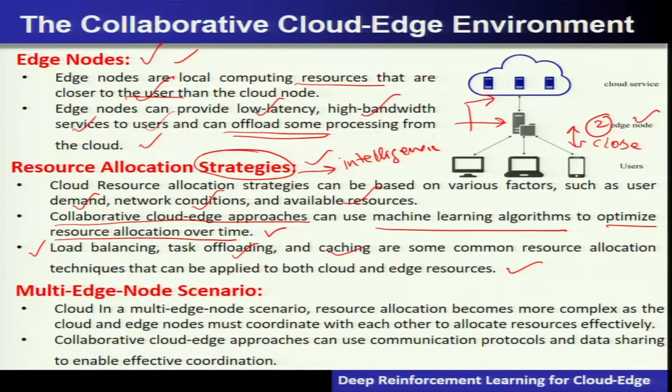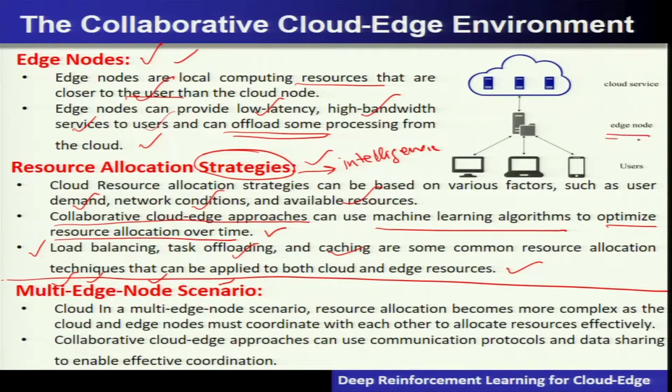Now let us consider a more general or more generic condition. That is called the multi-edge node condition. Here in this example we have assumed a single node, but nevertheless it can be extended to multi-edge nodes. When you go for the multi-edge node, you are generalizing the first condition, that is, instead of a single node it has multiple edge nodes. It means the resource allocation will become more complex.